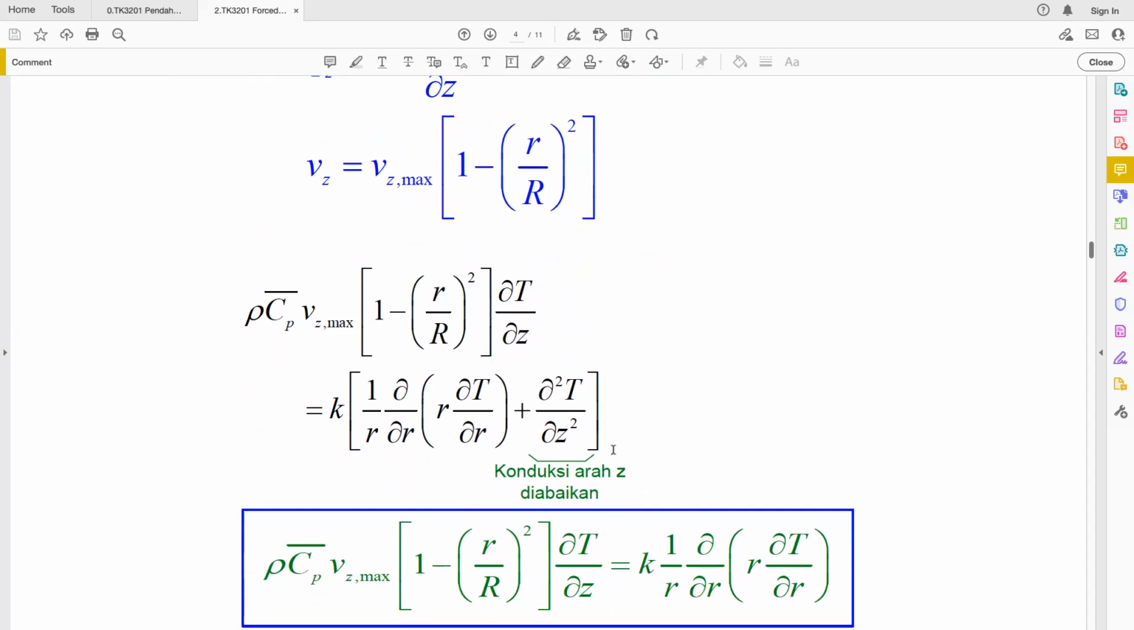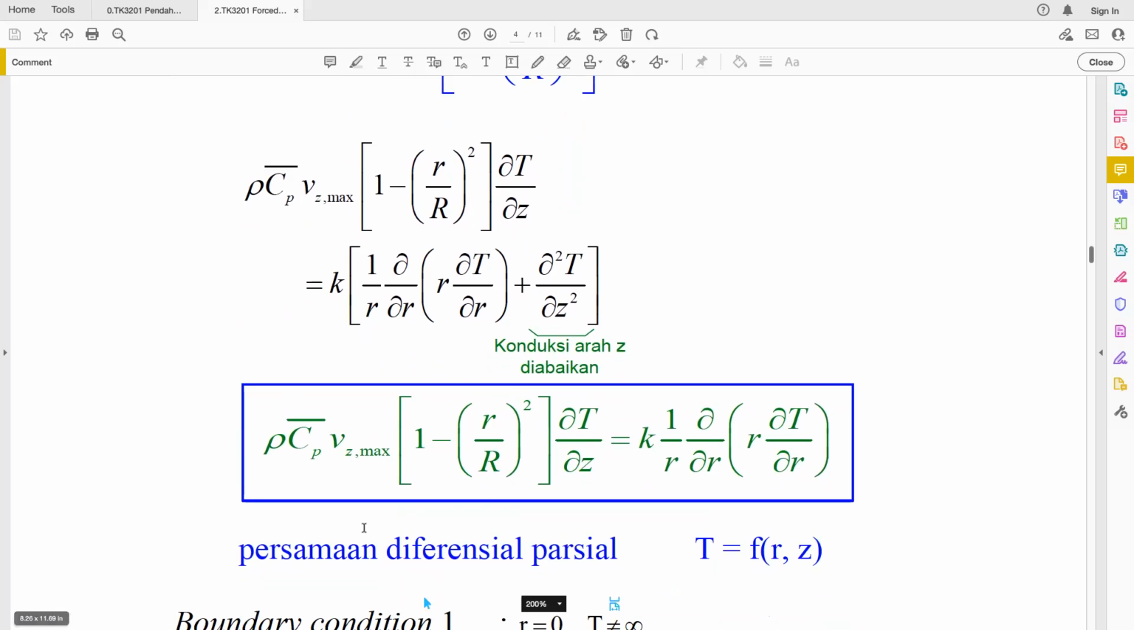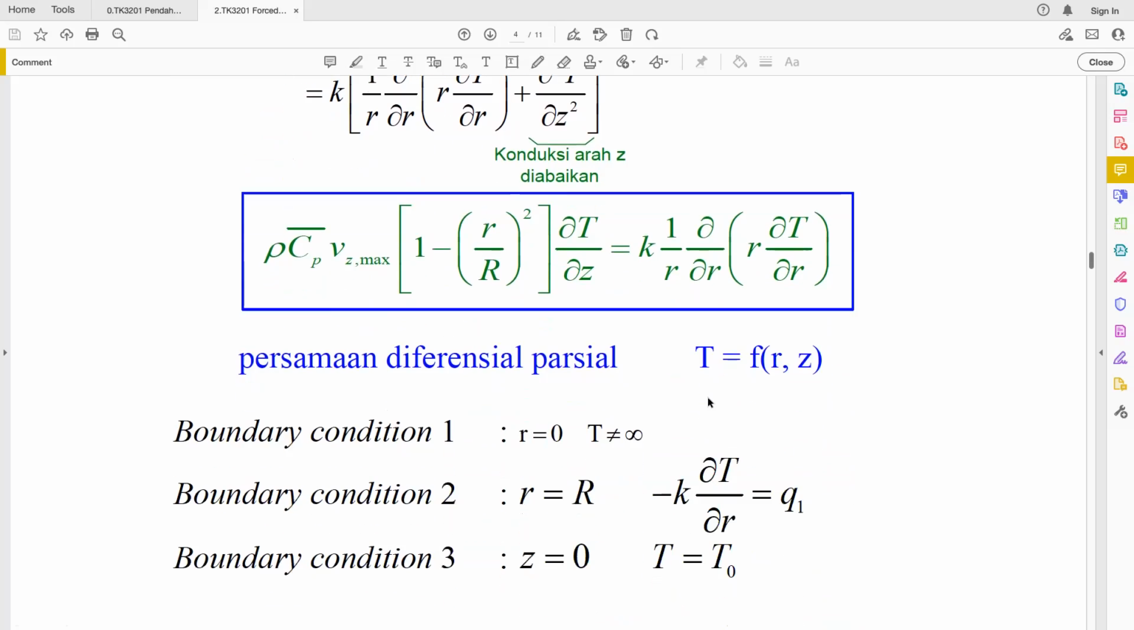So here we get these equations, and then the conduction in the Z direction is very small compared to the convection in the Z direction. So this conduction in the Z direction is often ignored. It can be neglected. So then you can get this partial differential equation where the temperature is a function of radius and also a function of distance. Okay, and then this is the boundary condition.